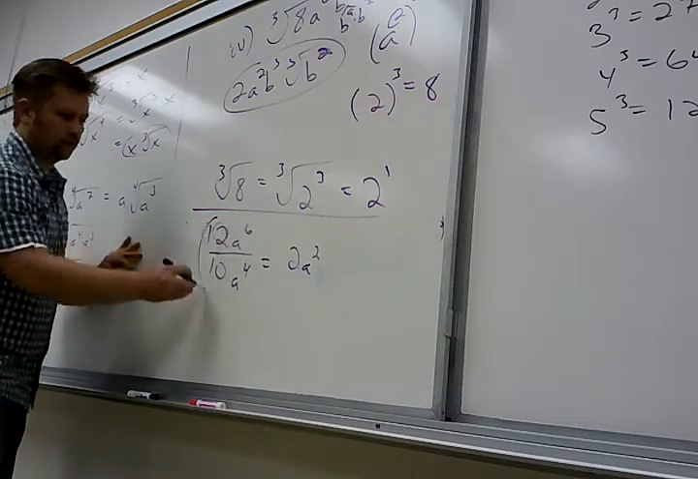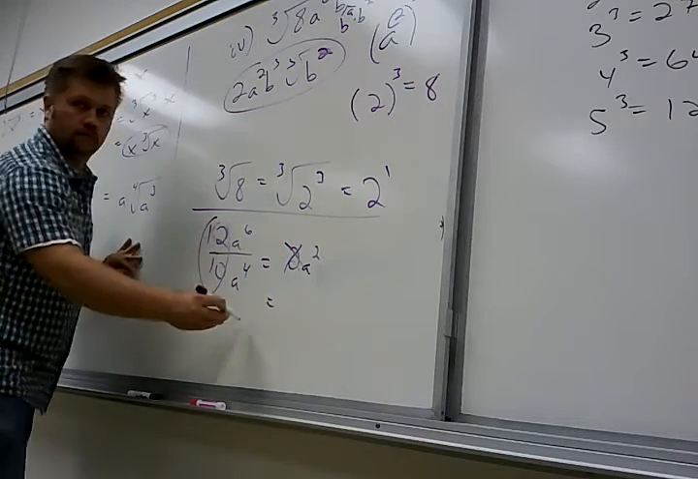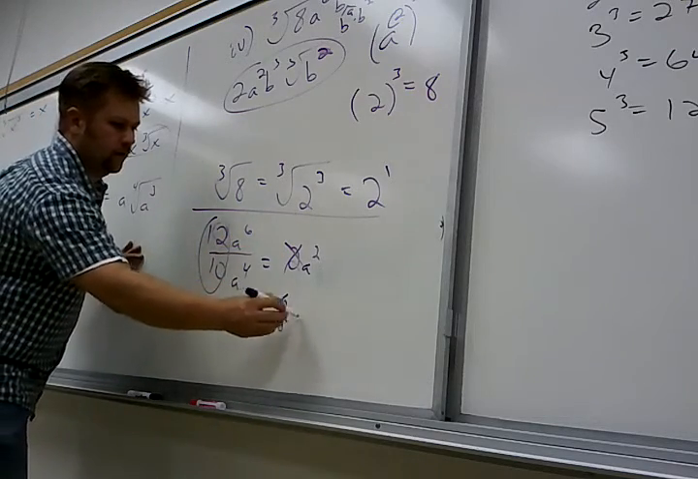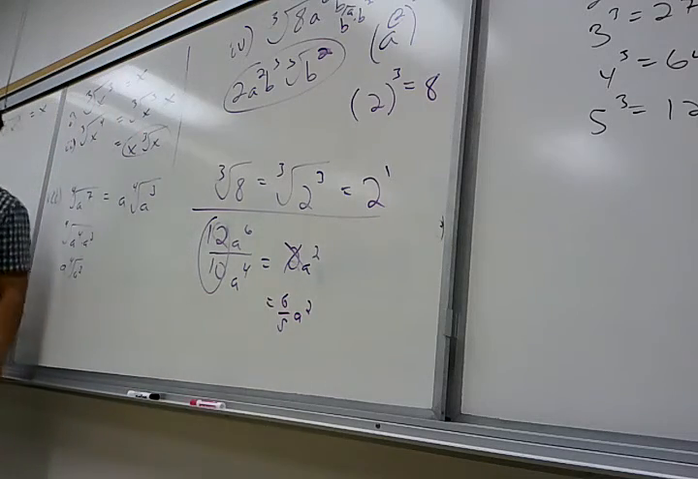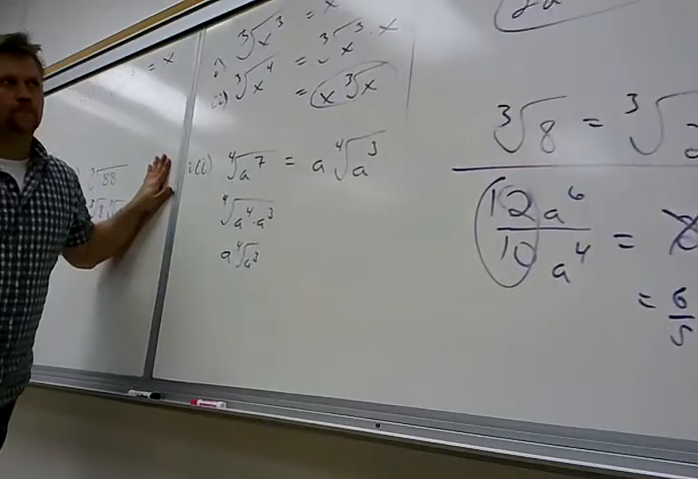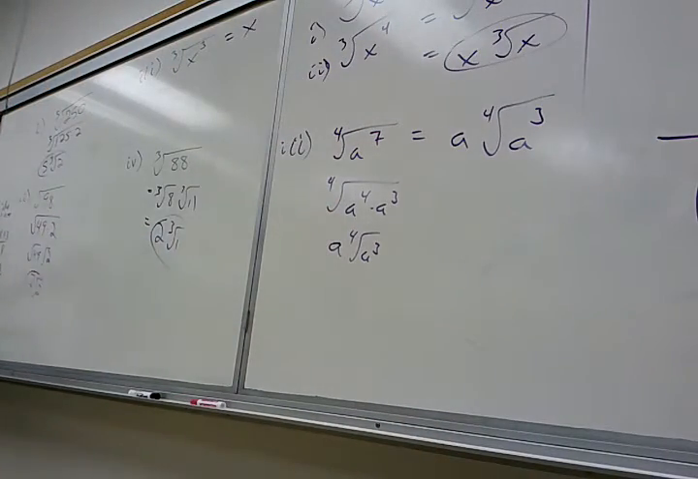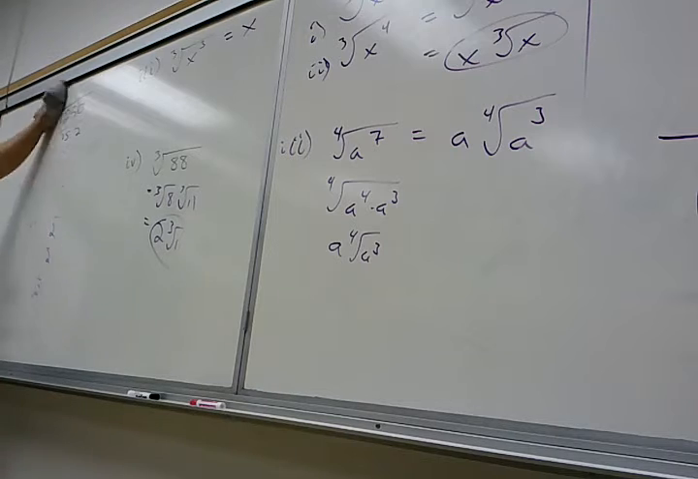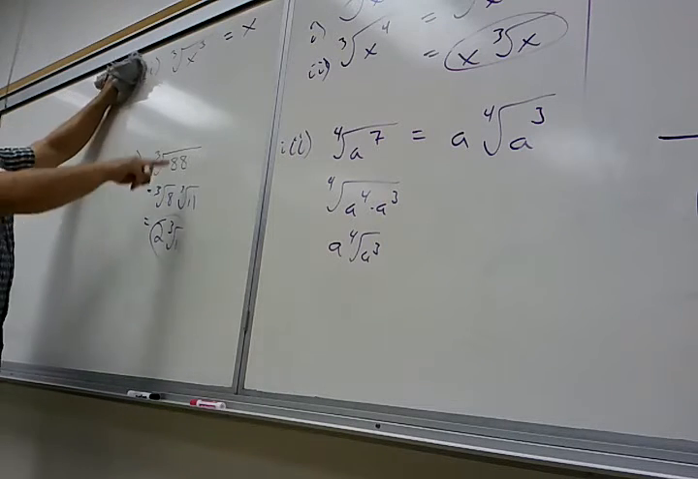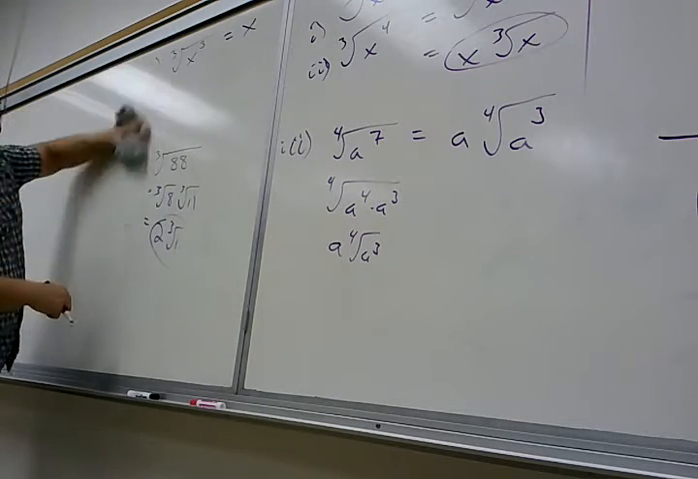So the actual thing here, you have to reduce this, right? So it'd be 6 over 5 A squared. Okay. So last thing. Just to kind of show you why we want to be able to do stuff like this and like that.